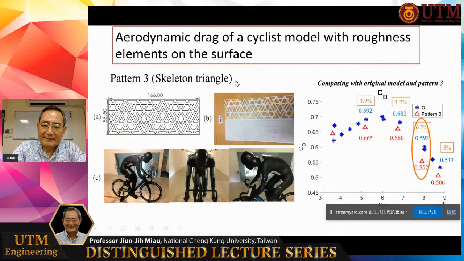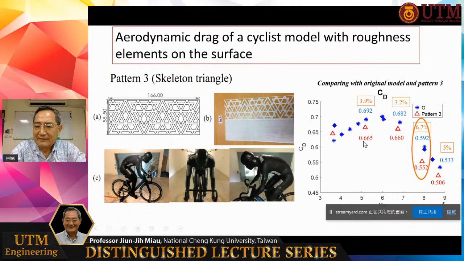Speaking of the aerodynamic drag of the cyclist model, there is the roughness element. First of all, we designed and made some roughness patterns and just patched them on the surface of this cyclist model to see what's the difference. And particularly this pattern we call the skeleton triangle. This pattern, we found, is very, very effective, which can be revealed in terms of the reduction of the drag coefficient.